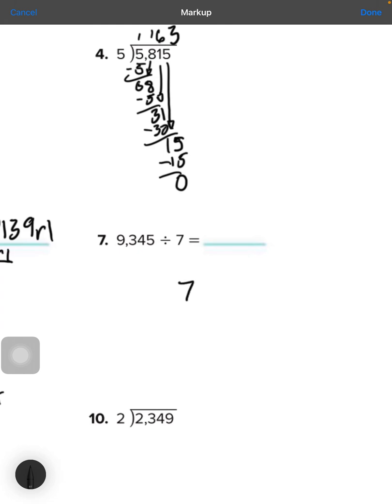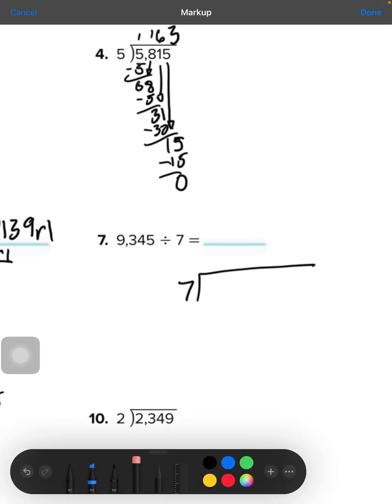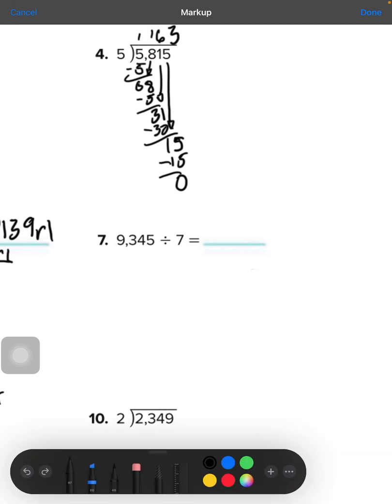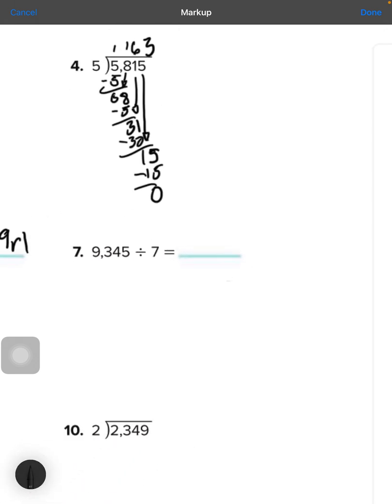Okay, let's bracket it up. Here's our divisor, so it's going to be 7 and the dividend. I'm actually going to start this up a little bit because I need a lot of space with this one, so we're going to do it over here to the side. I'm going to go 7 bracket 9,345. This is one of those ones you might want to get some graph paper for. Help keep your lines straight.